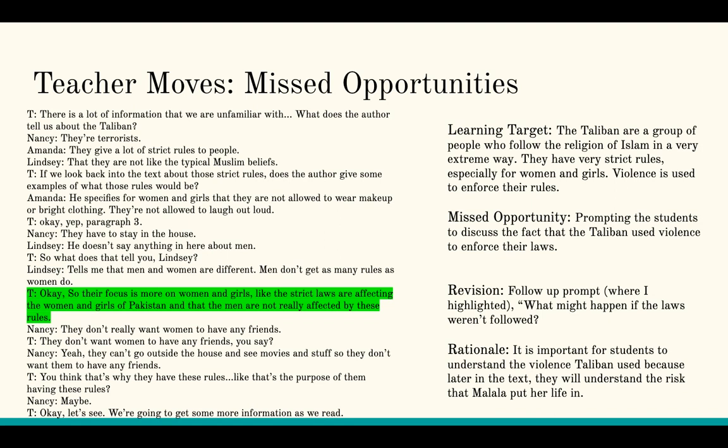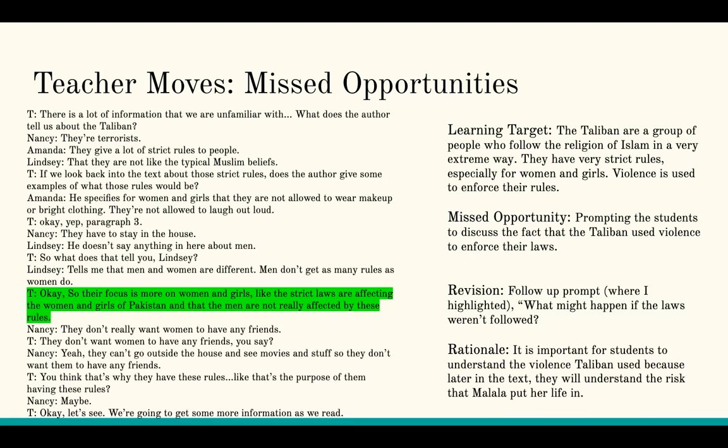Looking back, I wish I would have followed up where I have highlighted here, down here, after we had a discussion about how the women were treated differently than the men. Here, where I have highlighted, I wish I would have followed up with a question like, what might have happened if the laws weren't followed?